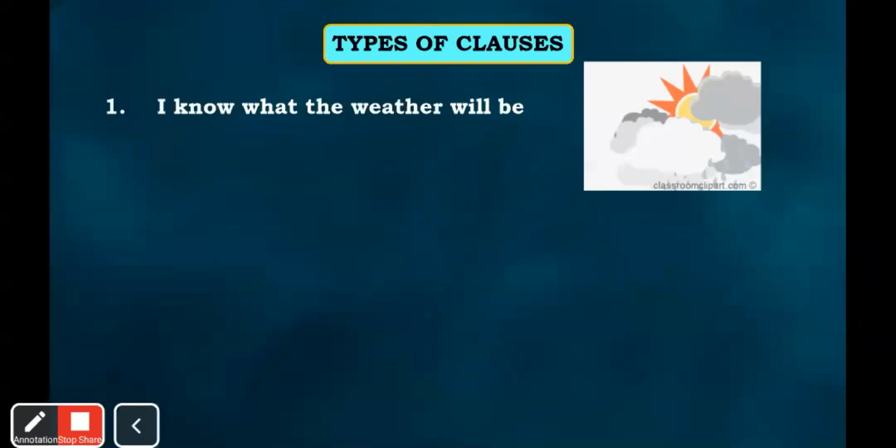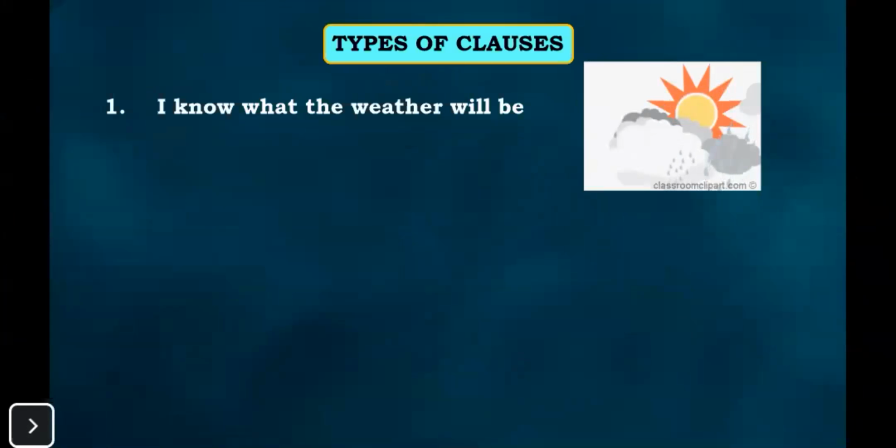Types of clauses. Okay. Please pick out the 2 finite verbs in this sentence. I know what the weather will be. The 2 finite verbs here. Very good. No and will be.